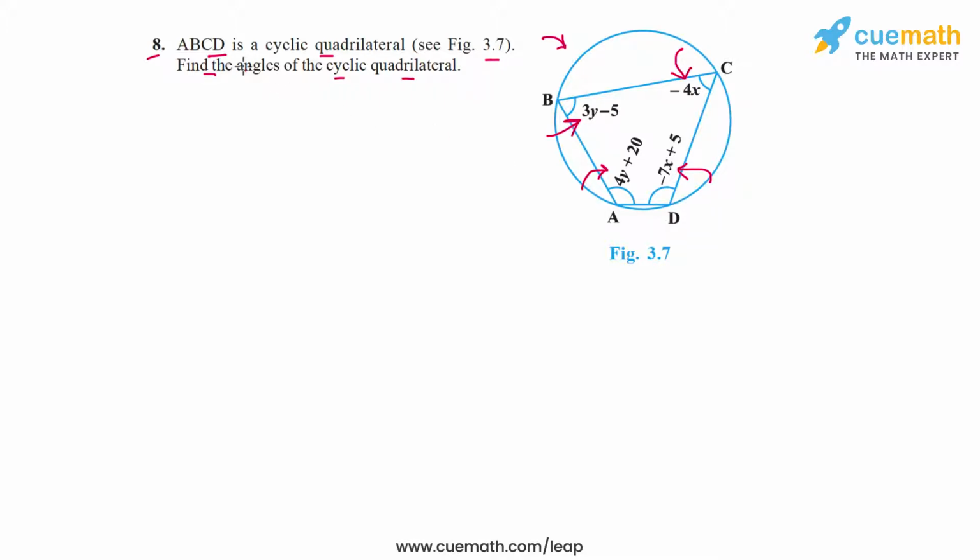Now, the key idea or the key piece of information in this question is that ABCD is a cyclic quadrilateral, and the special property of cyclic quadrilaterals is that their opposite angles are supplementary. So in any cyclic quadrilateral, the opposite angles are supplementary, which means that their sum is equal to 180 degrees.